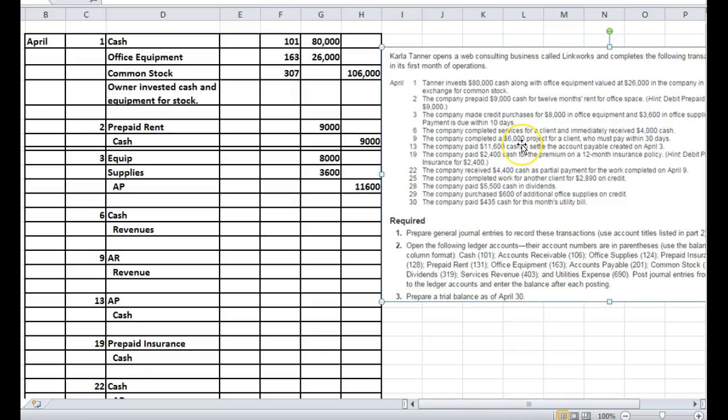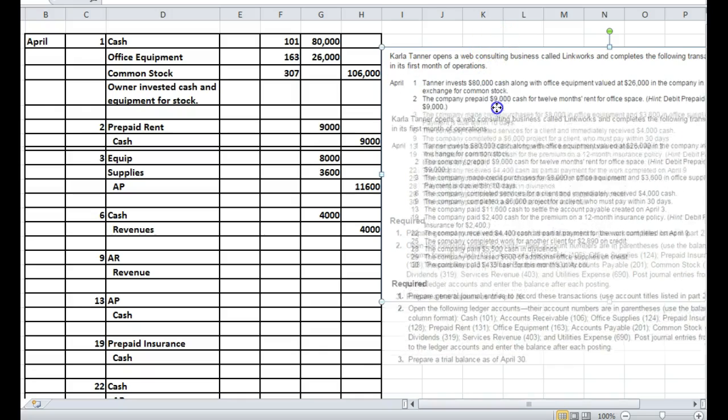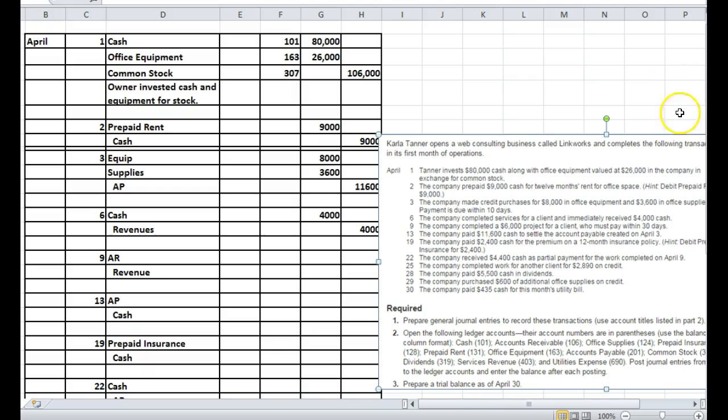Now let's look at transaction for April 6th. And it says a company completed services for a client and immediately received $4,000 worth of cash. Oh, that's an easy one. Cash increases $4,000. That was the easy one. So what they've done is provided services or revenues. Now revenue is on the right-hand side, and a revenue increases equity. So an equity has a credit balance. So revenue will be credited for $4,000. Kind of get the gist of where this is going? Let's move this down so I can move that up.